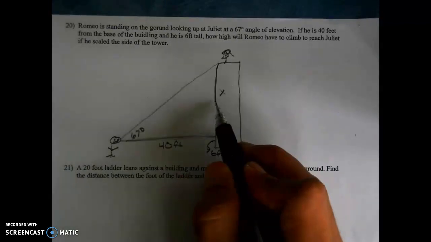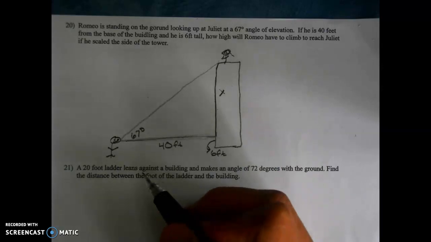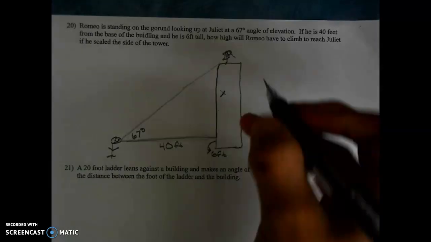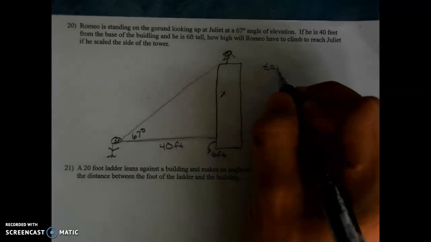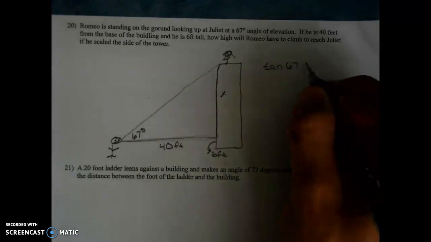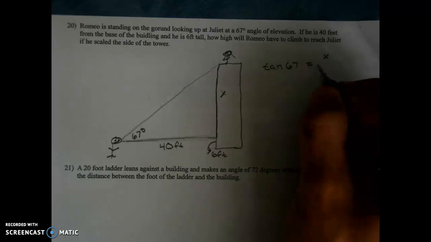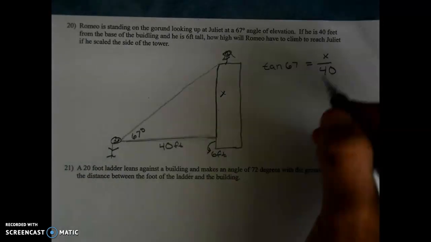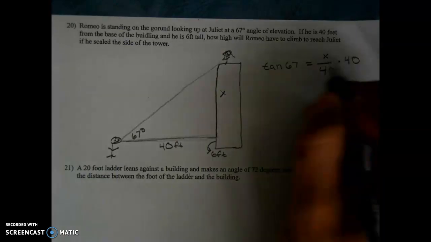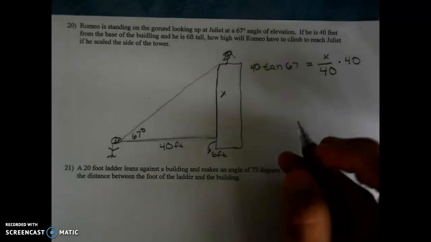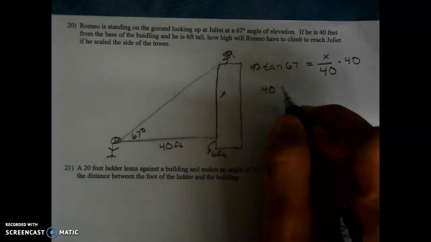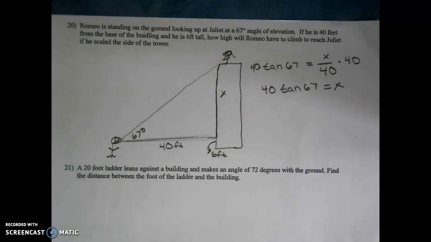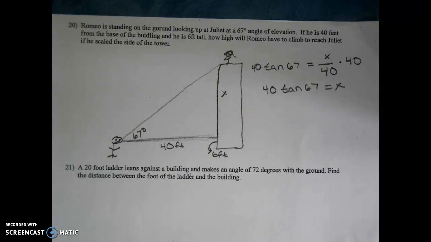Okay, so here we have the opposite and the adjacent. So the trig ratio that uses opposite and adjacent is tangent. So we're going to have tangent of 67 is equal to x over 40. Okay, I want to get x by itself, so I'm going to multiply by 40. So now I get 40 times the tangent of 67 is equal to x. We'll plug that into our calculator.